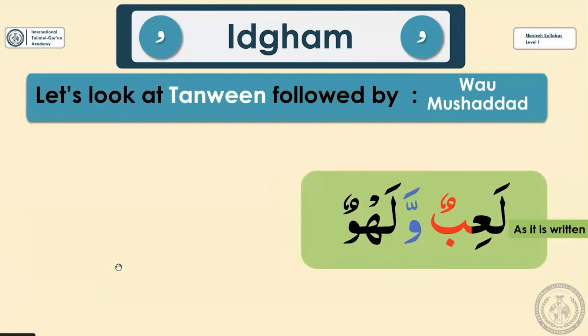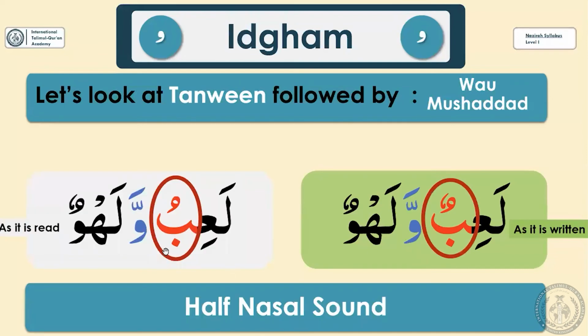Now let's have a look at what we should do if we see a tanween followed by a waw mushaddad. This is an example in the Holy Quran where we see a tanween, a dhammatain followed by a waw mushaddad. This is how we will recite it. It will be read as la'ibun wa lahwun. Same thing over here.